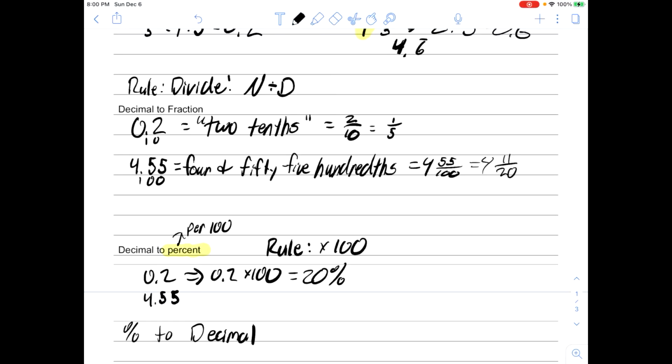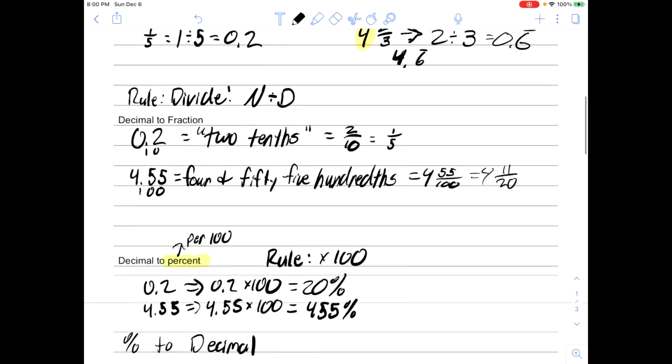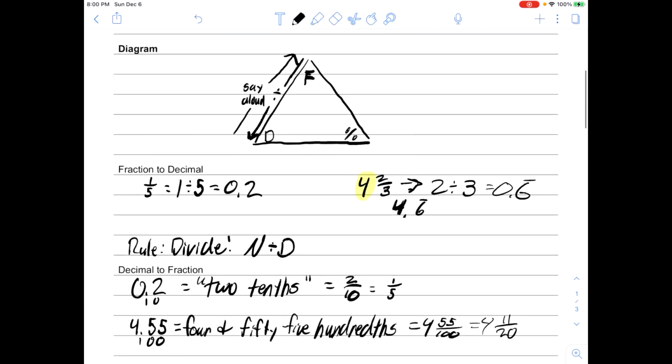4.55, we would do the same thing. 4.55 times 100, I get 455%. So to go from a decimal to a percent, on my little chart, all we do is times 100. And that takes us that way on our chart.